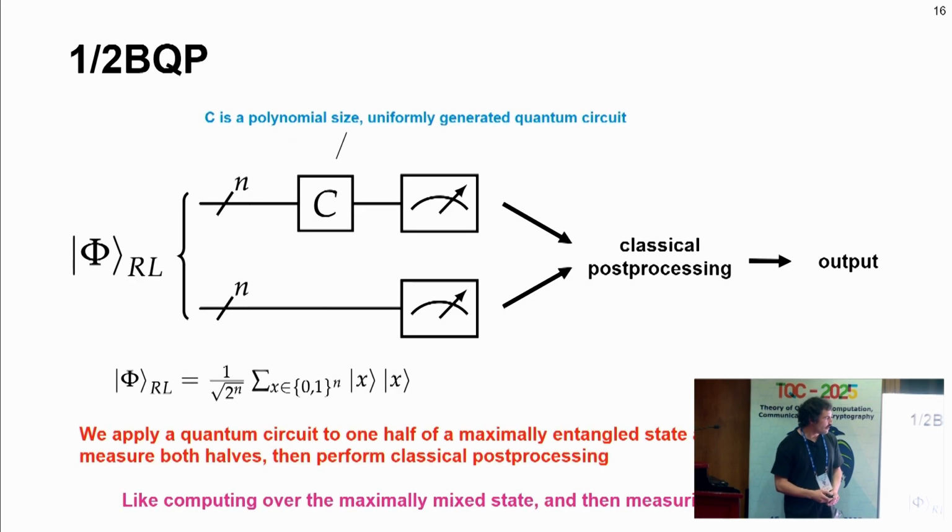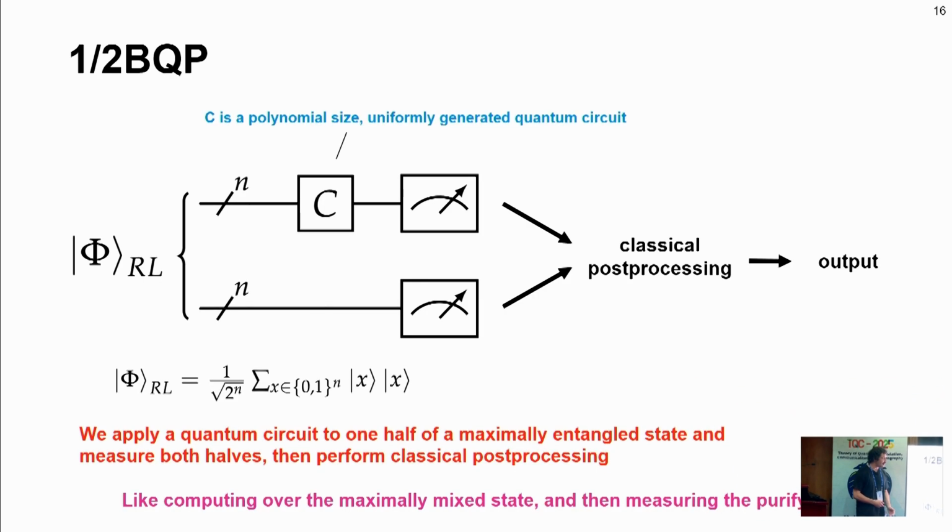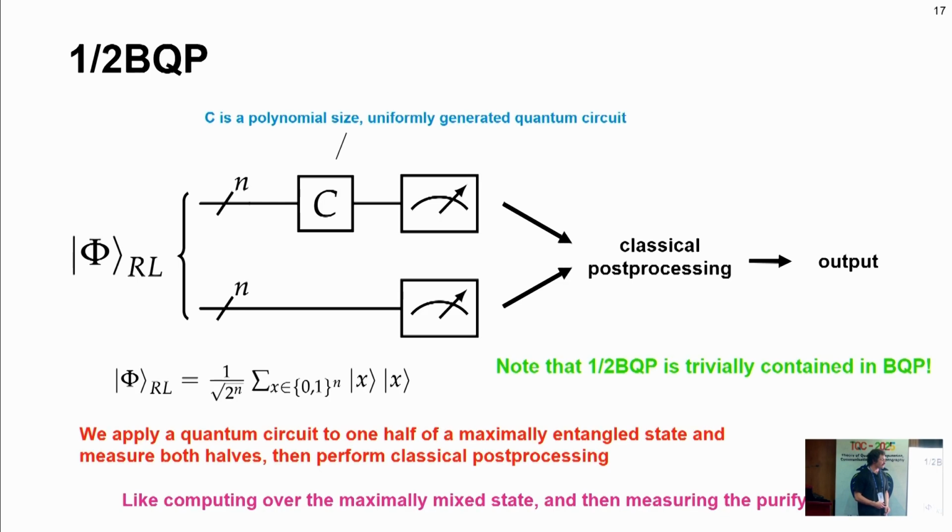You might note that if you never measure the entangled system, this is like computation over the maximally mixed state, in which case you can't really do anything. But in this case, we get to learn the purifying subsystem and apply classical post-processing. So the question here is, can we do anything with this model? First of all, note that it's trivially contained in BQP. I can just make this circuit in BQP.